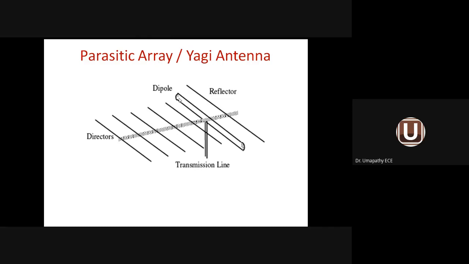You can see that 2 types of elements are available here. Sorry, 3 types of elements are available. The first one is reflector. The second one is dipole. The other are called director. So there are 3 elements available: director, dipole, and reflector. The 4th element is transmission line. So first of all, when you see a diagram, you must be able to understand what are the things available. 4 elements are available here.